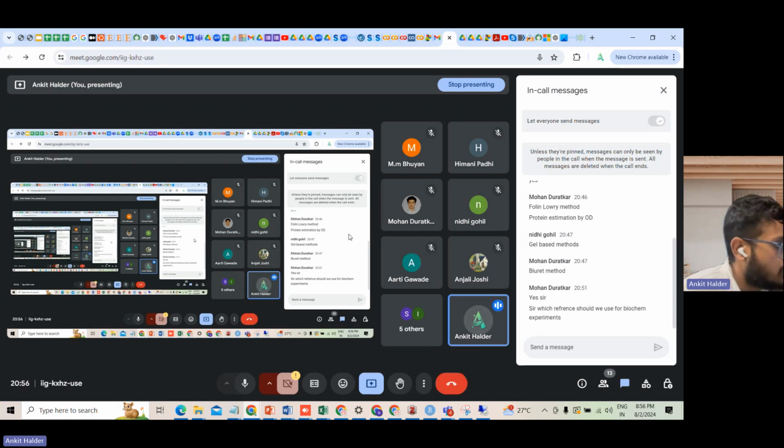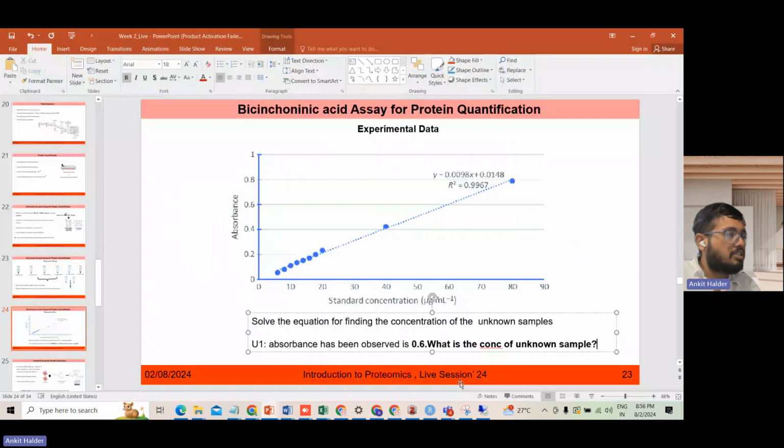Another thing I will say is that the unknown sample generally comes from 2 microliter. So if your unknown sample comes from 2 microliter, then whatever concentration you get, you need to divide it by 2 to get the concentration per microliter or mg per ml.